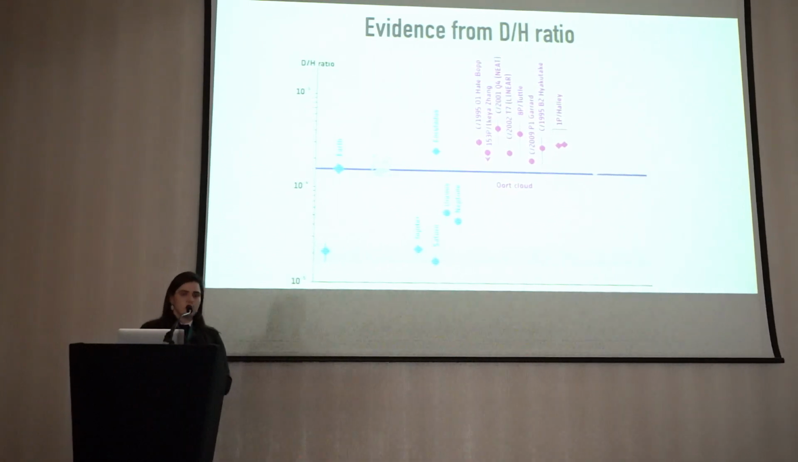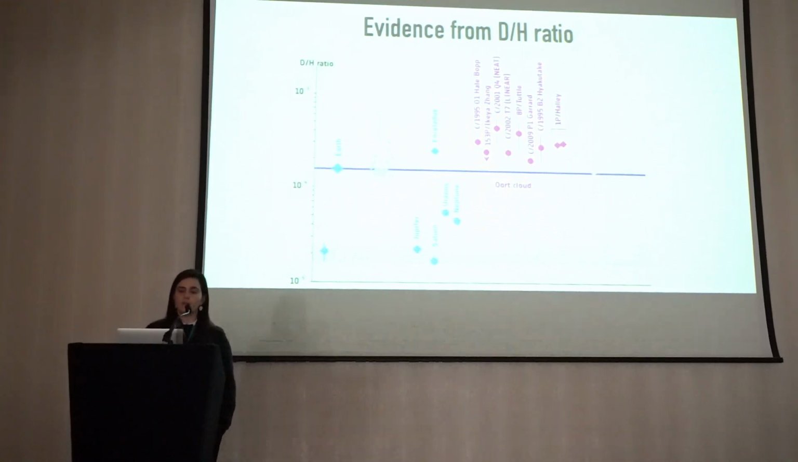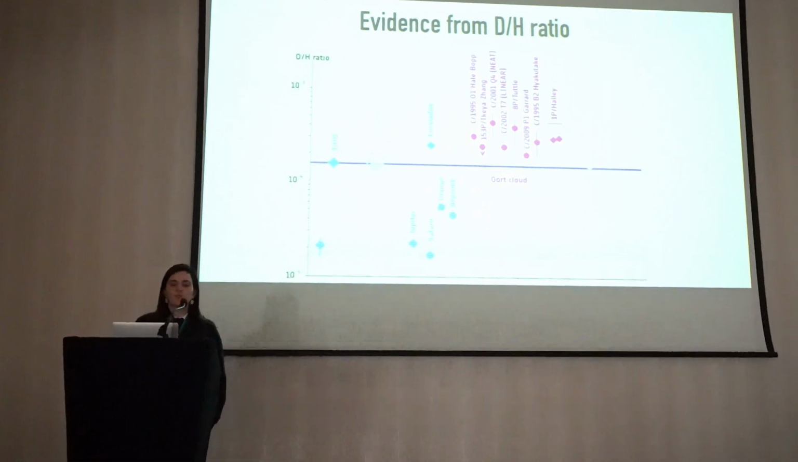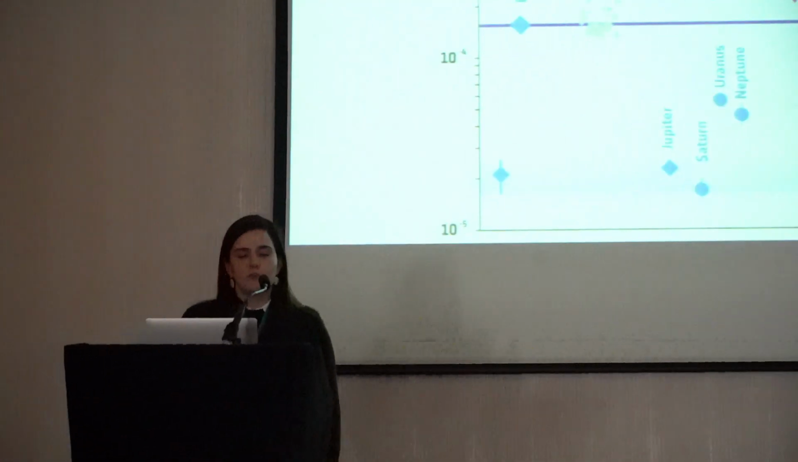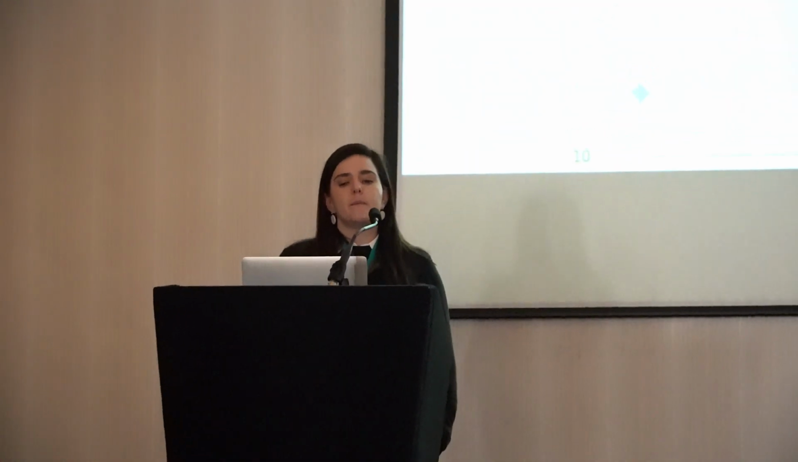Rosetta challenged this because the D/H ratio of 67P is different, which strangely is not showing on this plot. 67P differs from the other comets, which made people go back and say, okay, so maybe comets are not the biggest contributor to this D/H ratio.